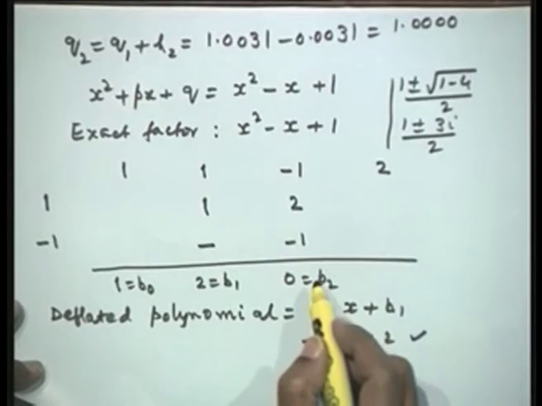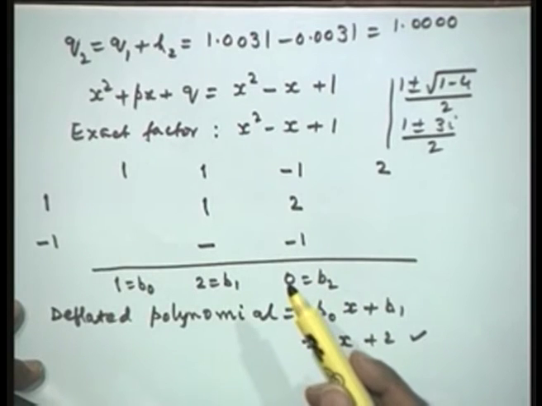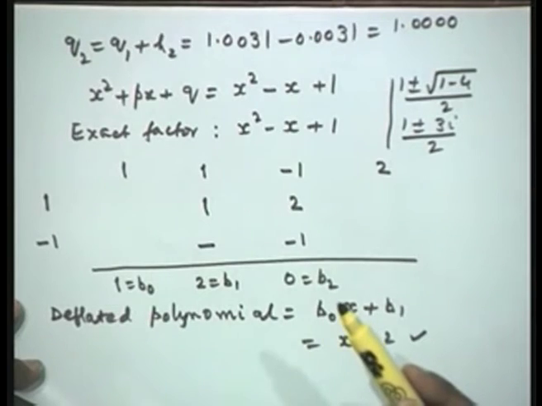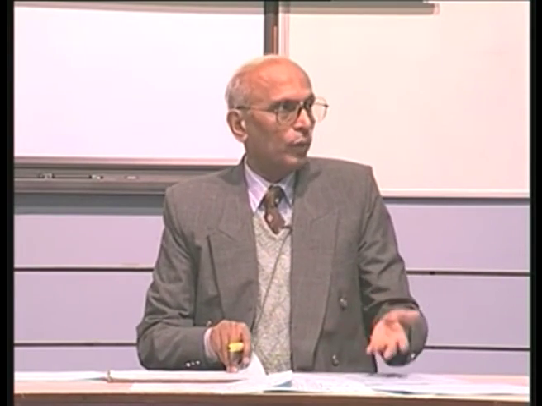B2. We don't have B2 here, since it's a cubic equation and we have extracted a quadratic factor. Therefore, what is left out will be a linear polynomial. So it will be simply B0x plus B1 that will be the deflated polynomial, 2 units less than the degree that we started with.